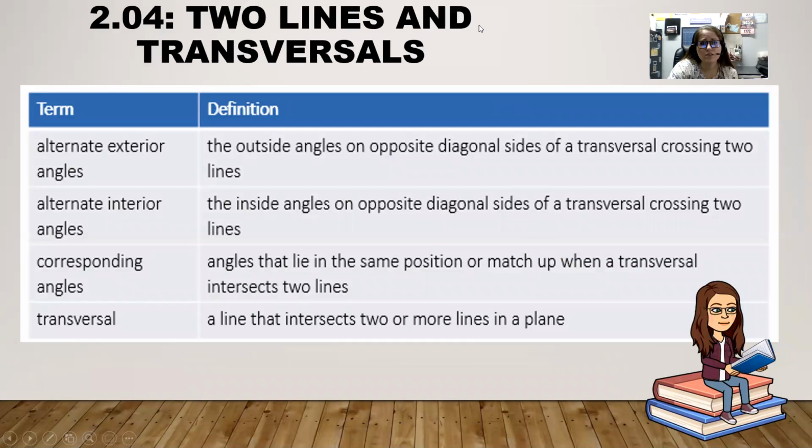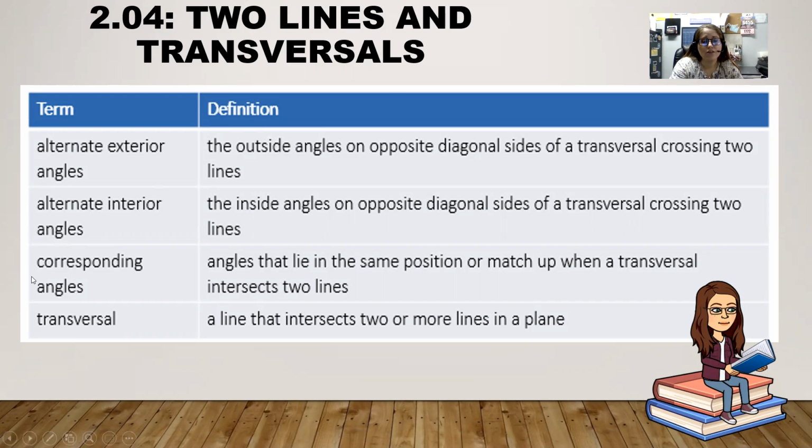Important definitions as we go through this unit. The first one is on alternate exterior angles. And I'll show you a good example of this using a picture. So this definition might not make sense right now, but once we start looking at it in more detail, it'll be more understandable. So alternate exterior angles are the outside angles on opposite diagonal sides of a transversal crossing two lines. Alternate interior angles are the inside angles on opposite diagonal sides of a transversal crossing two lines.